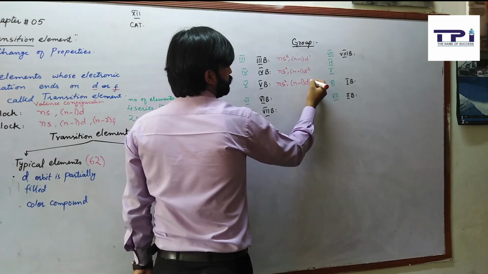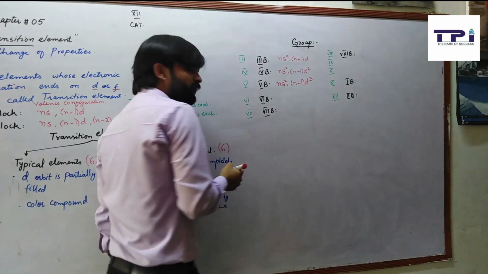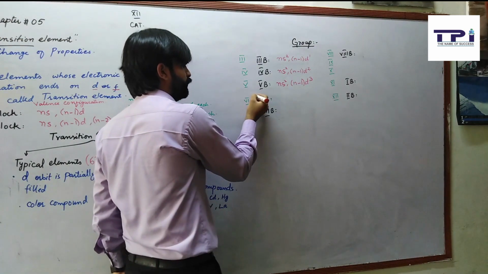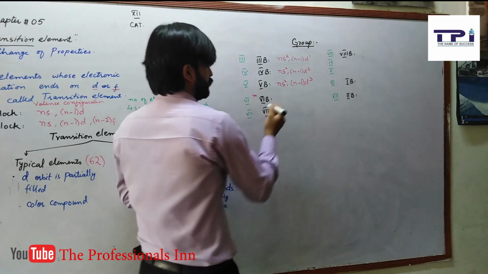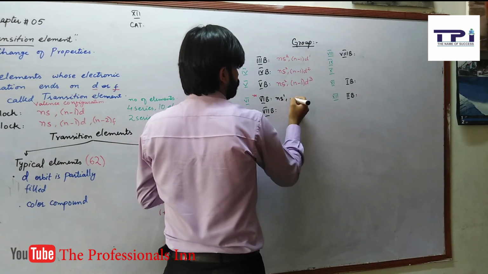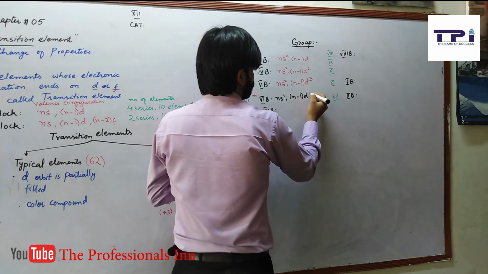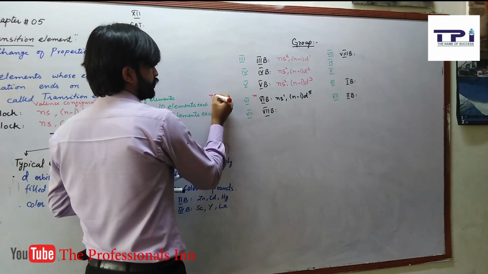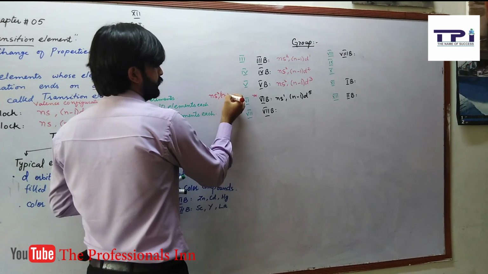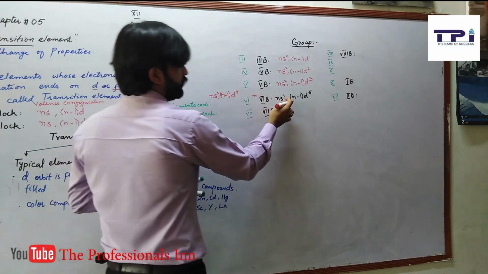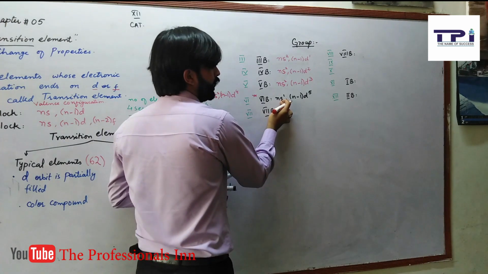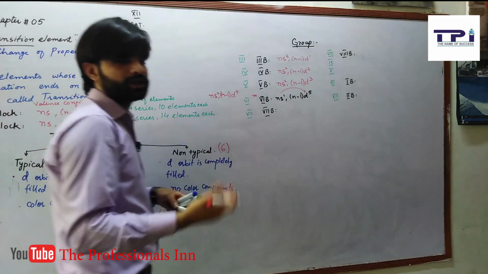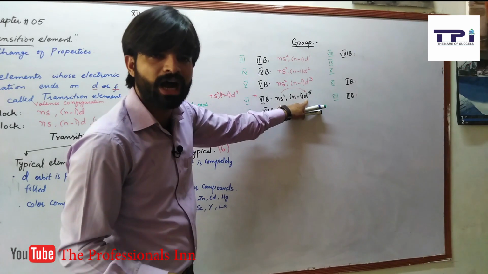n-1d3, 6b. You have to remember that 6b violates the Aufbau principle as ns1 n-1d5. In actual, as per the principle, it should be ns2 n-1d4. But in actual, this S, the outermost orbit, gives that electron to D orbit, which is the inner shell. That's why it becomes half filled.